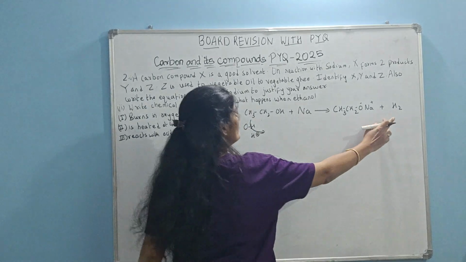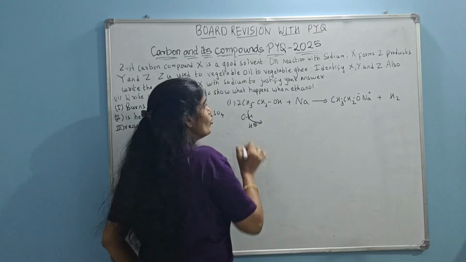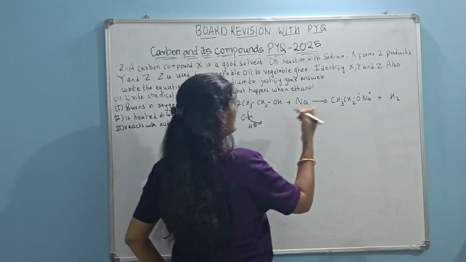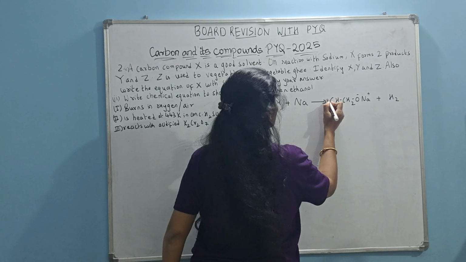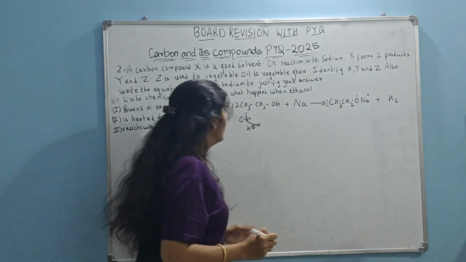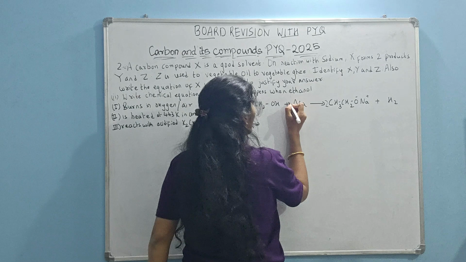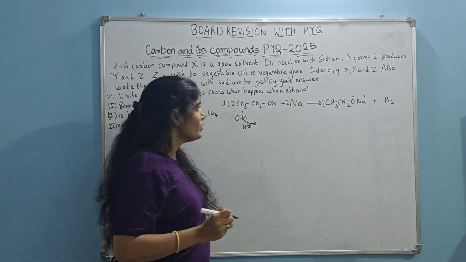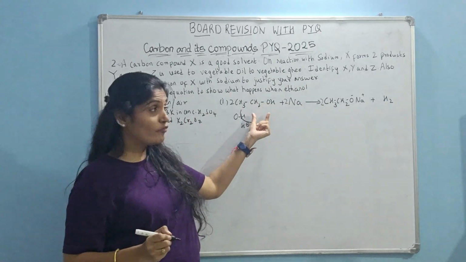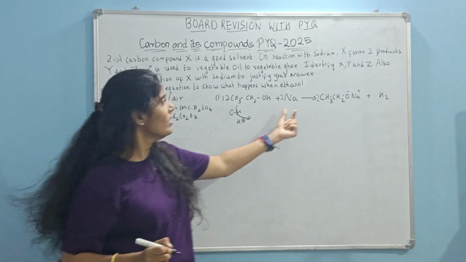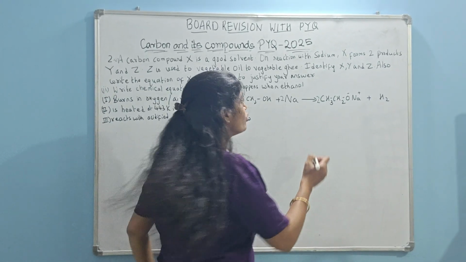Now if we balance it, because I have two hydrogens here, I will take 2 moles of ethanol here, and let me balance it on the other side also. Let me put 2 here. When I have put 2 here, it is becoming 2 sodium atoms, so I will put 2 here also. Now this is my reaction. 2 moles of ethanol reacts with 2 moles of sodium, giving 2 moles of sodium ethoxide.